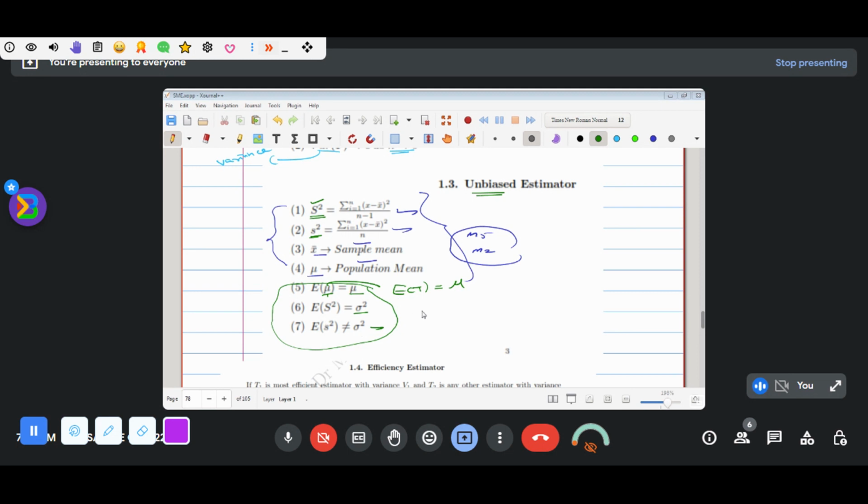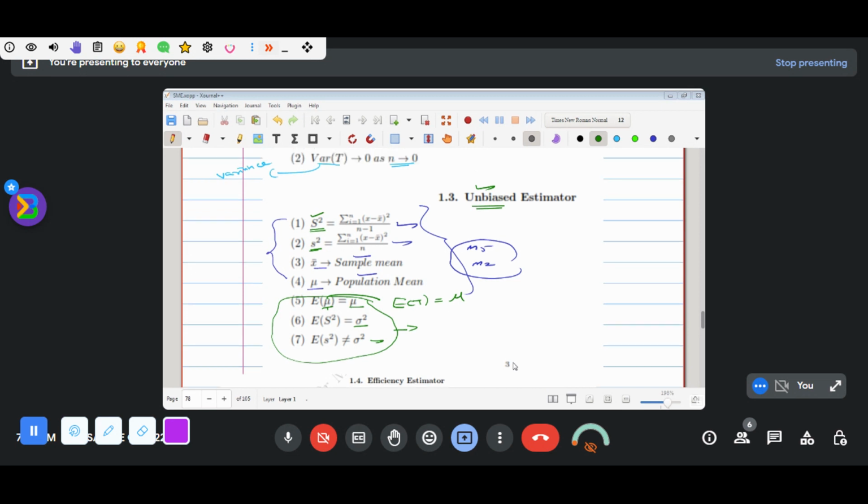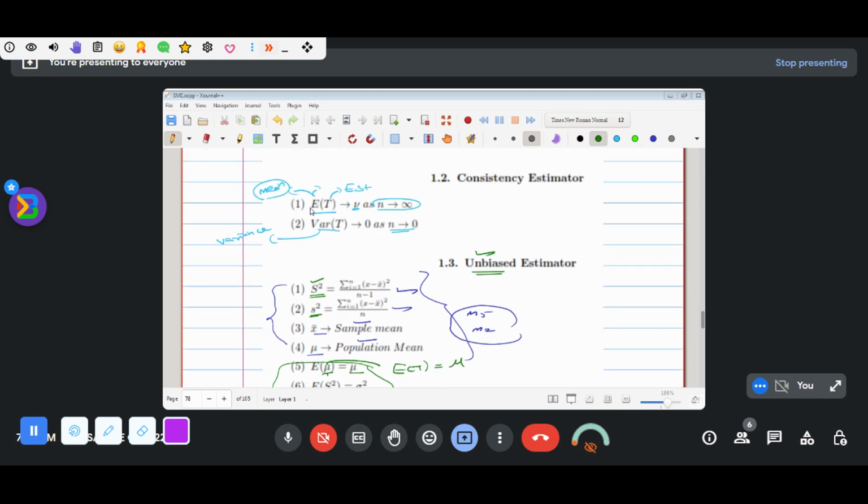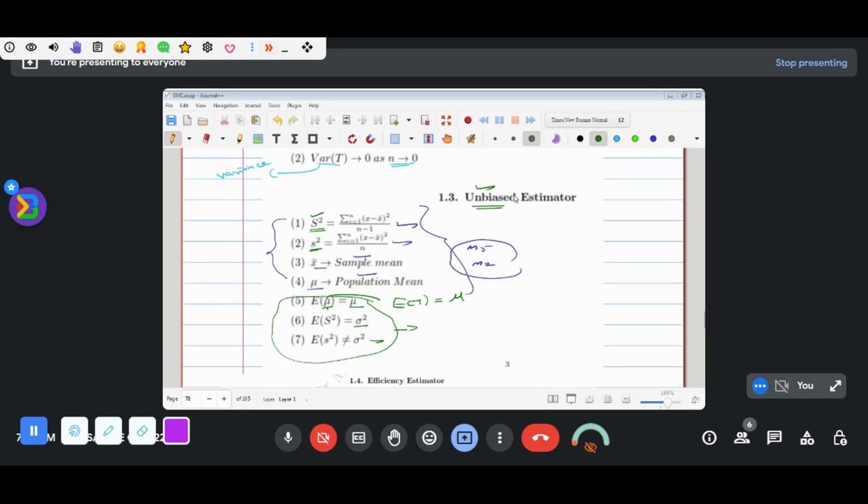If these three conditions are satisfied, then the given estimator is called an unbiased estimator. So what is the consistency estimator? The expected value of the estimator is finite as n tends to infinity, and the variance of the estimator tends to 0 as n tends to infinity. This definition is called a consistent estimator, and the next definition is the unbiased estimator.